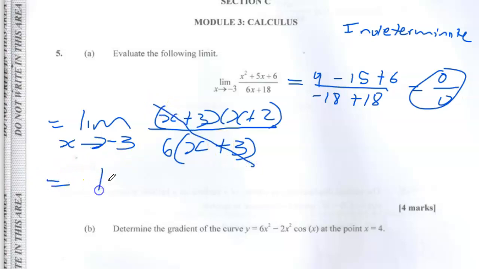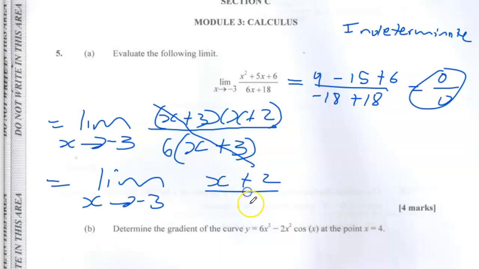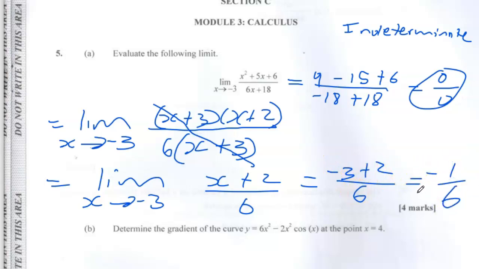Alright, just what are we left with? x plus 2 over 6. And now we can replace x with negative 3. So replace x with negative 3, we get negative 3 plus 2 over 6. And what's negative 3 plus 2 now? Negative 1 over 6. Alright, so that's our limit.